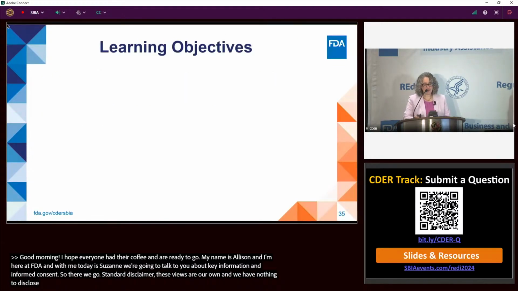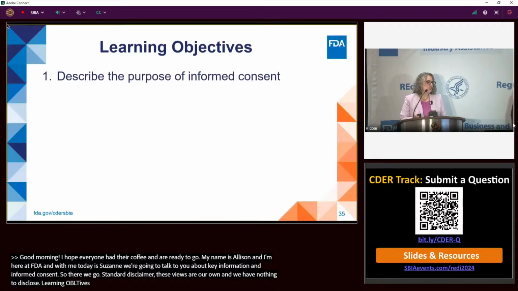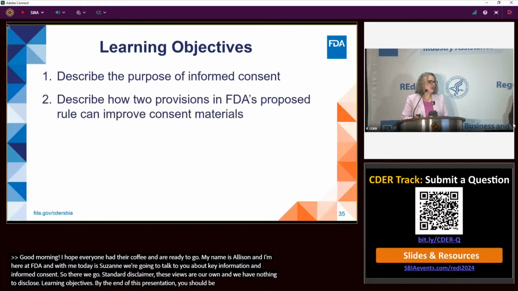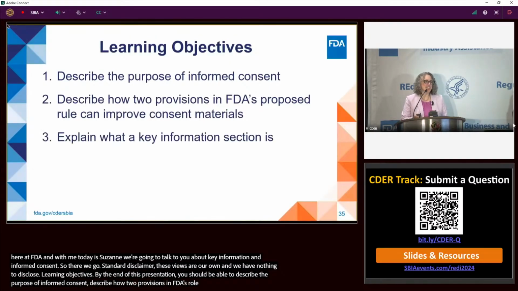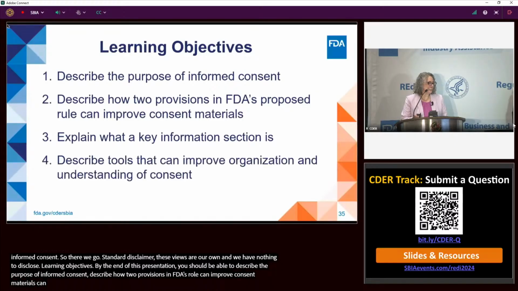Learning objectives. So by the end of this presentation, you should be able to describe the purpose of informed consent, describe how two provisions in FDA's proposed rule can improve consent materials, explain what a key information section is, and describe tools that can improve organization and understanding of informed consent.